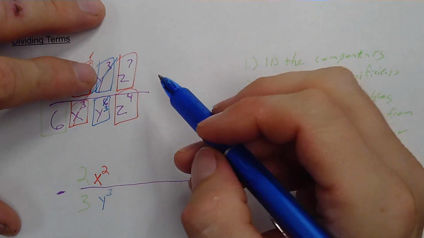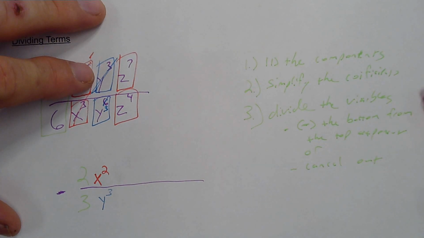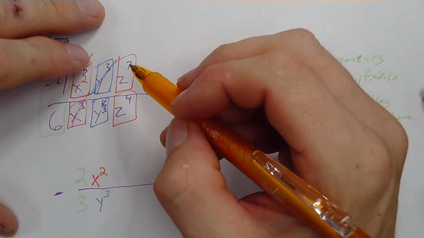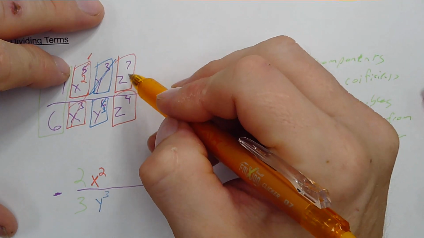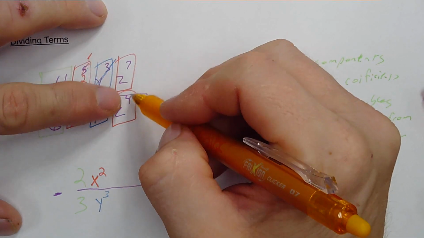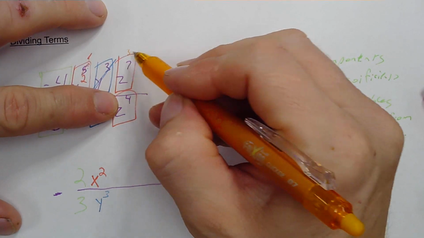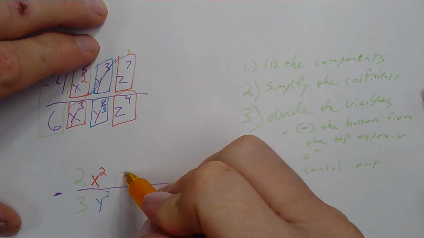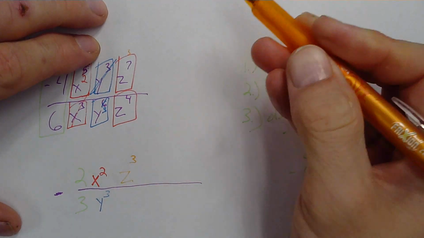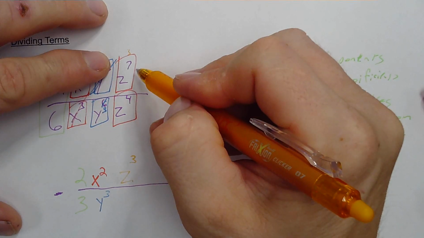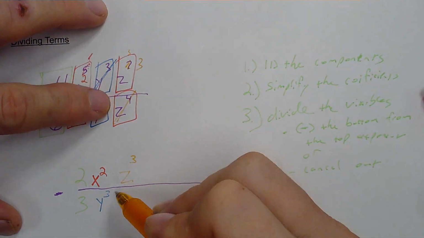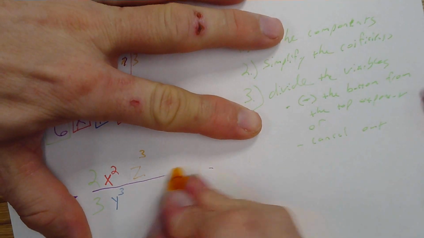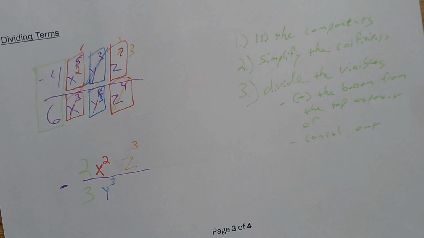Okay. And then you have your z value. I'm going to use orange for this one. And that's yellow, I guess. Then you have 7 minus 4, which will be 3. So this will be positive, so it'll be z to the 3rd. Or you can just say, okay, 7 versus 4. The 7 wins, there's 3 left over, so z to the 3rd. So this is your answer for that one right there. Okay.